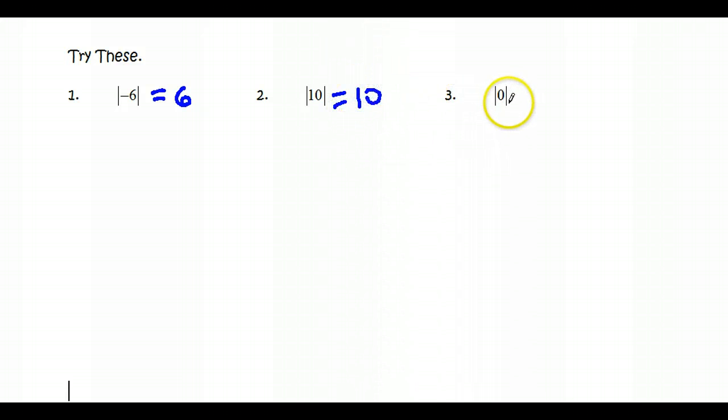Then we have a tricky one, the absolute value of 0. The distance from 0, well, you don't go right any, you don't go left any, so the absolute value is 0. That one's a little bit different than the others.